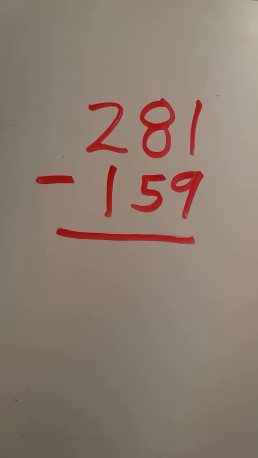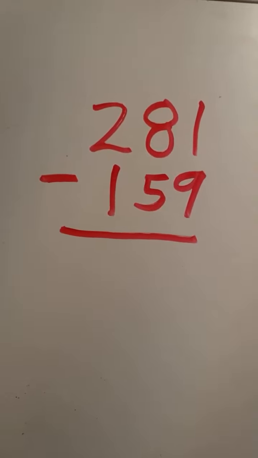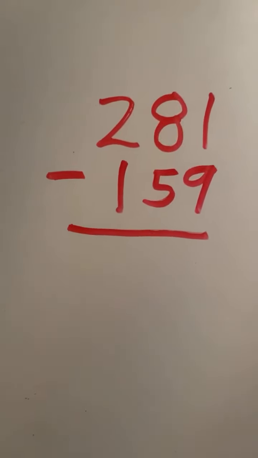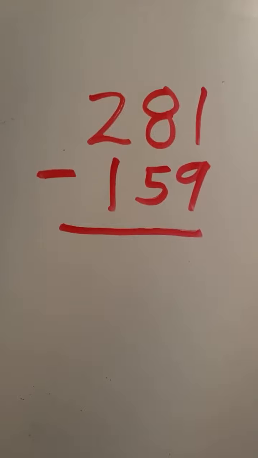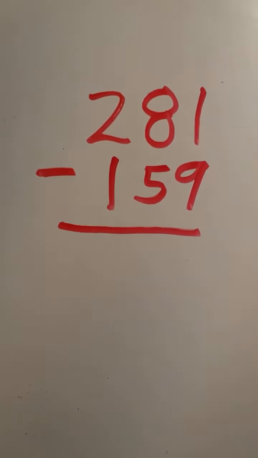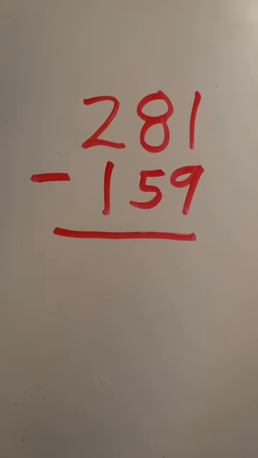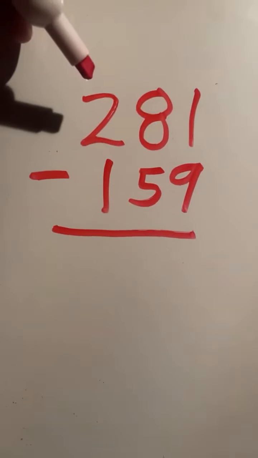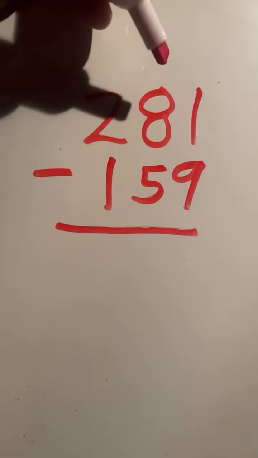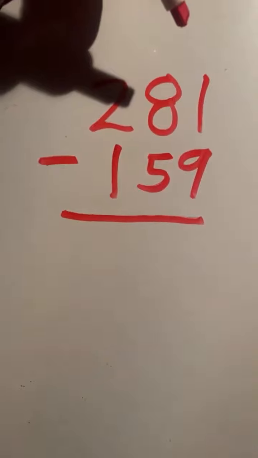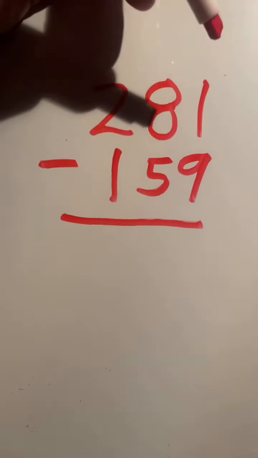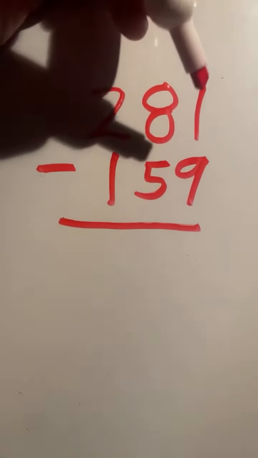All right, next example, we have 281 minus 159. As always, step one, we have to determine whether or not regrouping is needed. So looking at this problem, the top number is bigger in the hundreds place, the top number is bigger in the tens place, so the only place we need regrouping is the ones place. You cannot start out with one and take away nine.